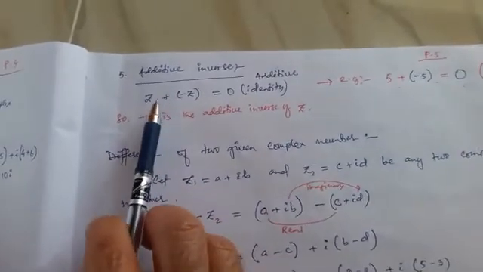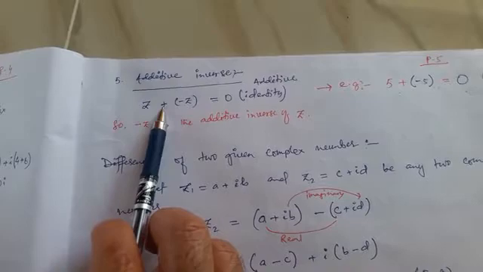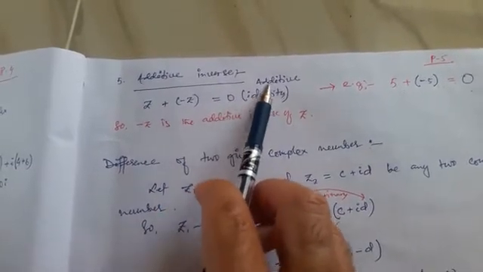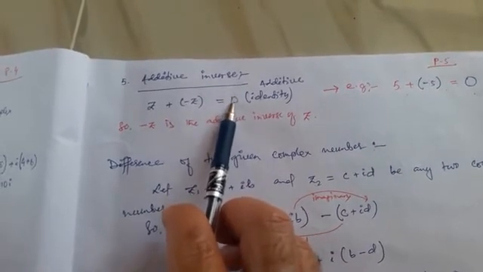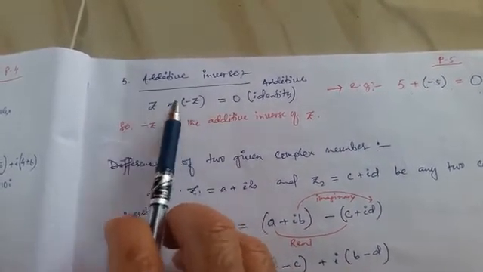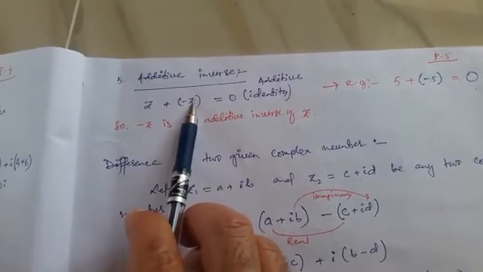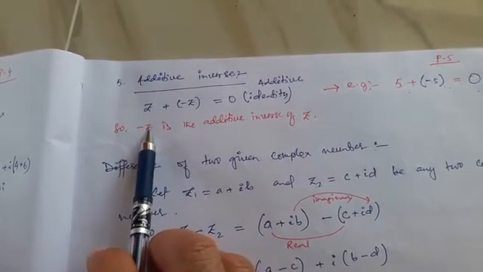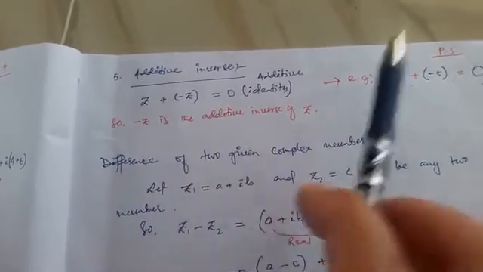So like that, any complex number will do addition in order to get the additive identity. What is the additive identity? 0. If you want to get 0, what number do we have to add here? We have to take the minus sign to the given complex number, minus z. So this, with the negative sign of z, is the additive inverse of z.